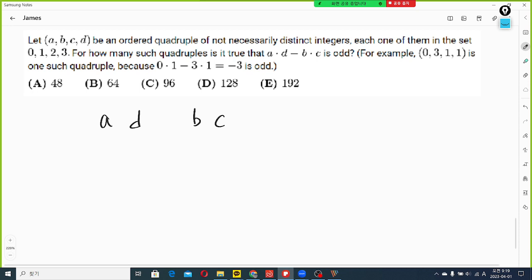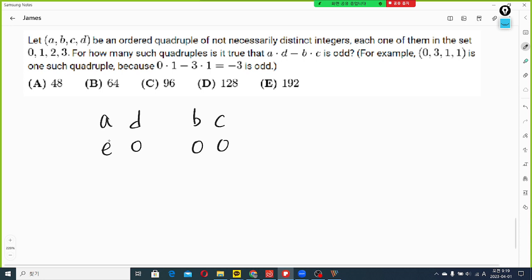So if we want to make the difference odd, one product should be even and the other should be odd. Let's say a times d is even and b times c is odd. One of a or d should be an even number. So let's say a is even and d is odd, and b and c should both be odd. And now the difference between a times d and b times c will be odd.